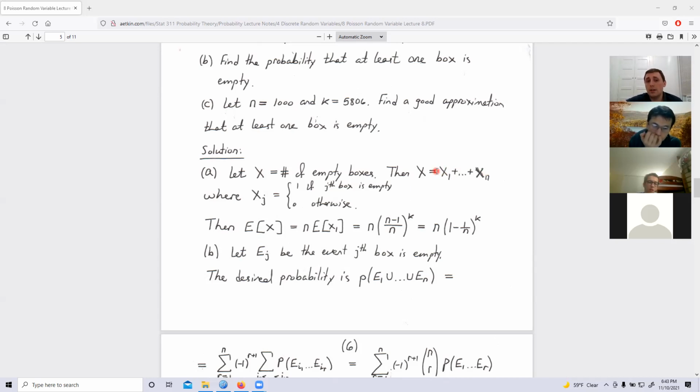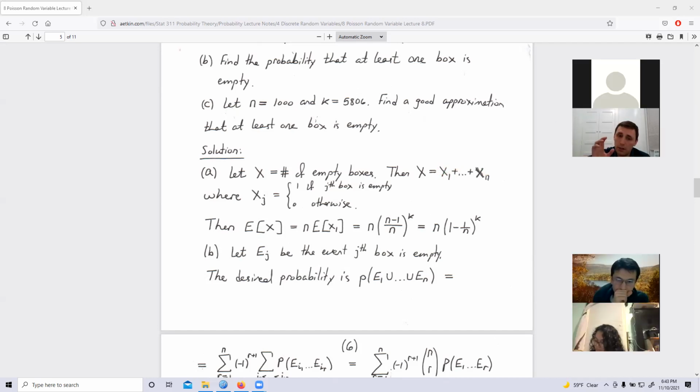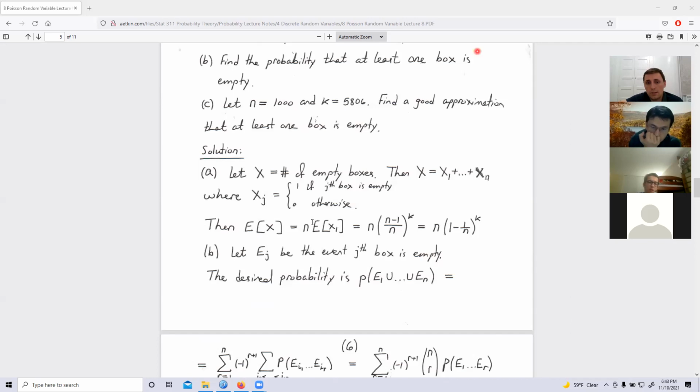So what's the expected value? The expected value of x is n times the expected value of x1. They are the same, right? So each of them has the same expected value because each of them is by symmetry equally likely to be empty, right? It's an indicator variable, so it's 1 times the probability of being empty. So each of the boxes obviously has equal likelihood of being empty. That's how I know this to be the case.